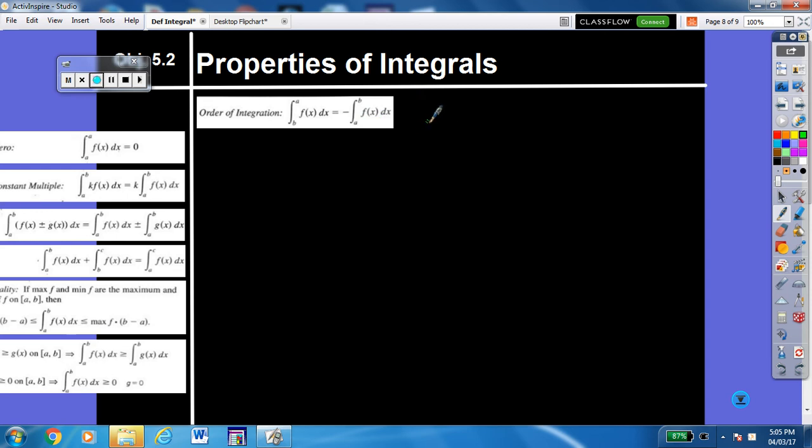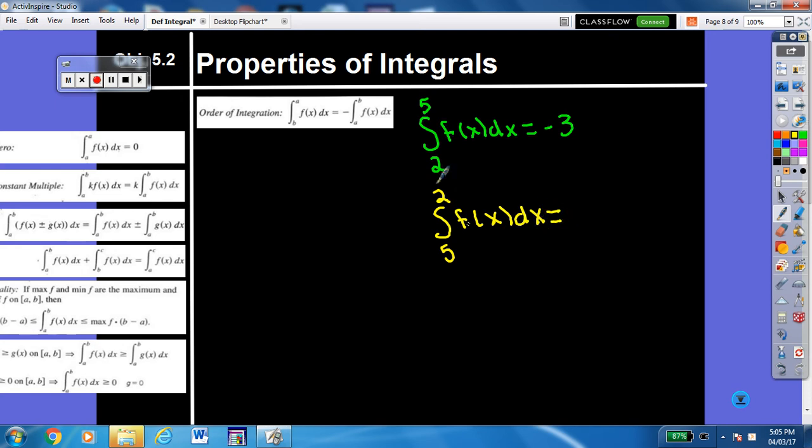Let's pretend that they told us, given the integral from 2 to 5 of some function f of x, you have no idea what that is, but they did tell you that it was equal to -3, let's say. So this is the given. And then you were asked to find the integral from 5 to 2 of f of x dx. And you don't know what the function looks like, never seen it. All you know is that the integral from 2 to 5 is -3.